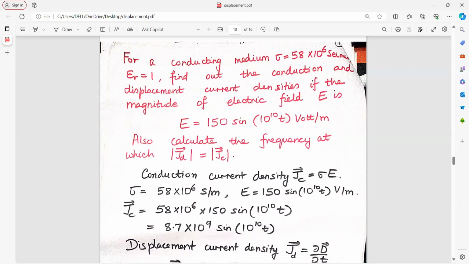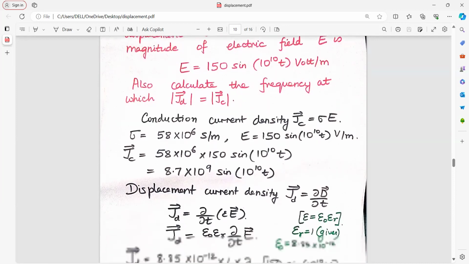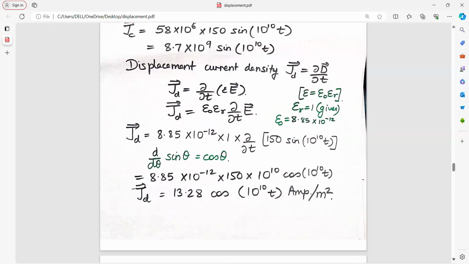This we know from the formula. Sigma has been given to us. E has been given to us. Just straight away put the values. Displacement current density JD is equal to del D by del t. And epsilon is equal to epsilon naught into epsilon r. Epsilon r is equal to 1. It has been given. See the numerical.